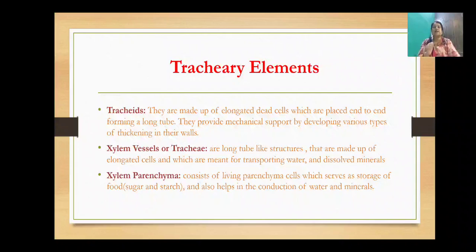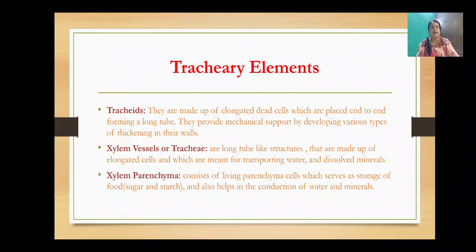Next, we can see the xylem vessels. The xylem vessels can also be called tracheae. These are long tube-like structures made up of elongated, tubular cells, which are meant for transporting water and dissolved minerals. Next, we can see the xylem parenchyma.